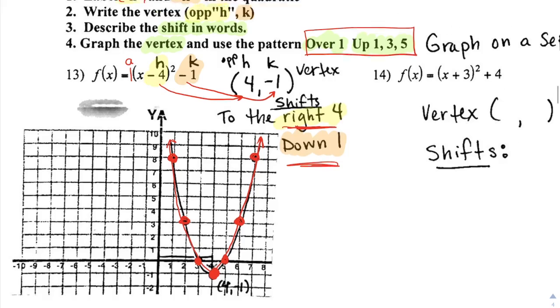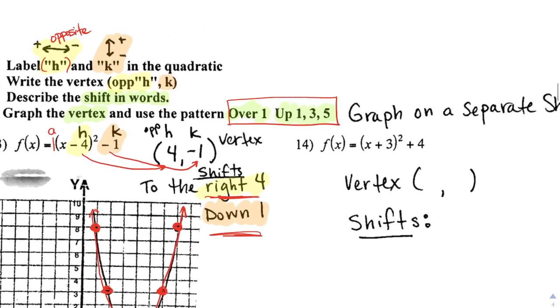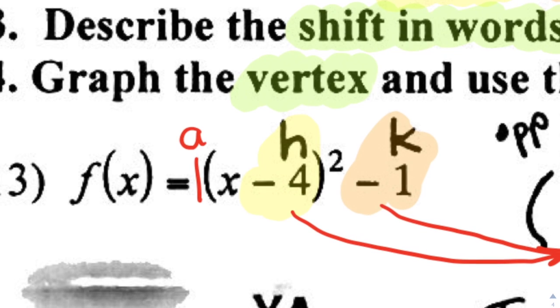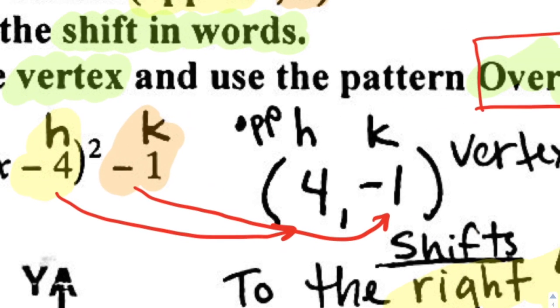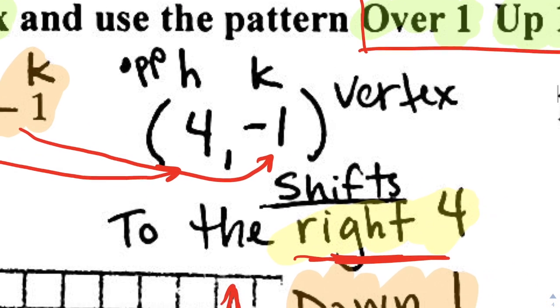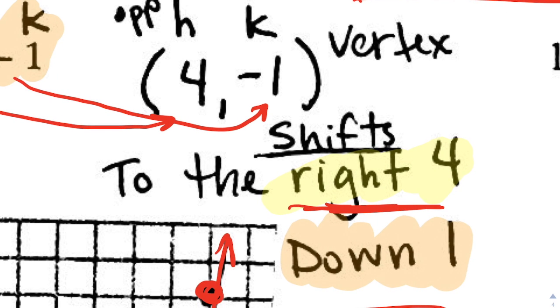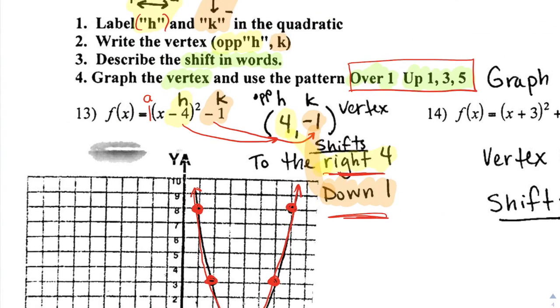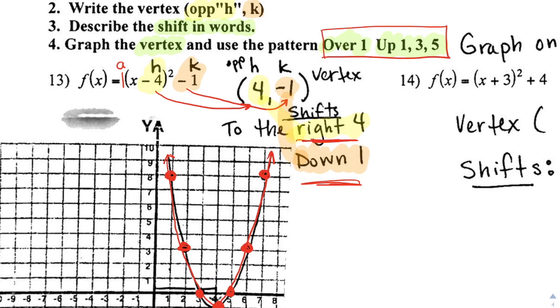So again, label the parts of your equation, A, H, and K. Find your vertex and describe your shifts, right? So I'm going to go positive 4, and that's to the right 4. And then on this one I went negative 1, so I went down 1. That's my new vertex. That's the way you can think of it as well. All right, and then I graphed my vertex, and then I did my basic pattern.